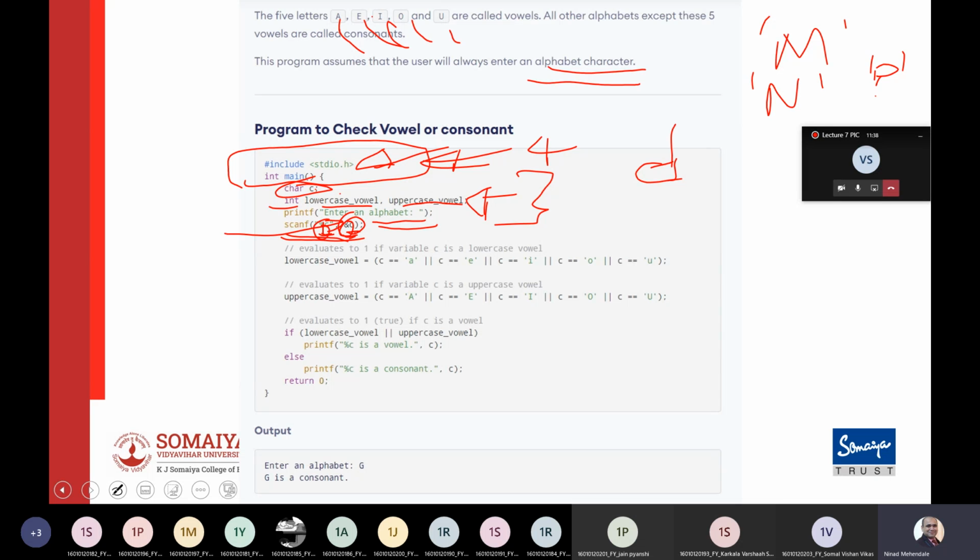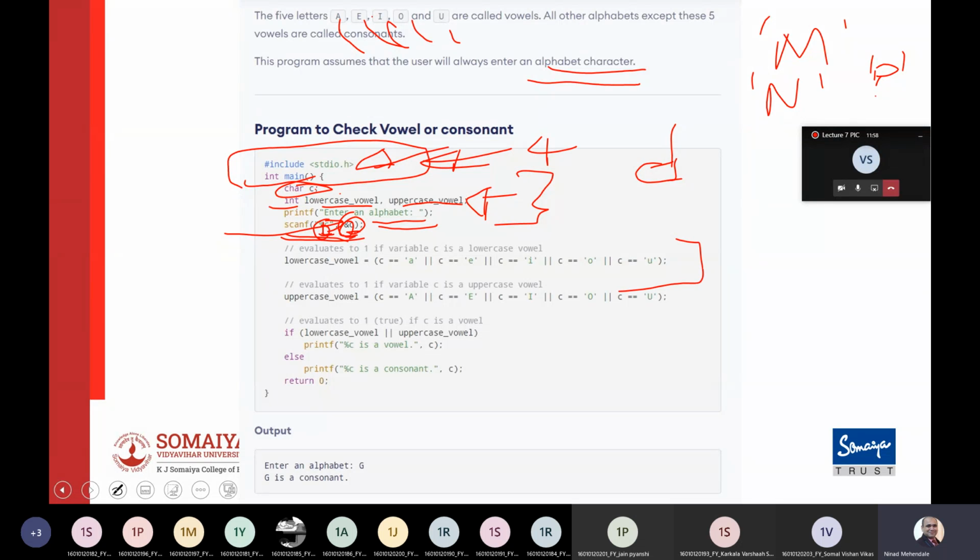Next is to evaluate to 1 if variable c is a lowercase vowel. So lowercase vowel is equal to... now we are directly asking what is the value of c. If c is equal to a, or c is equal to e, or c is equal to i, or c is equal to o, or any of these.